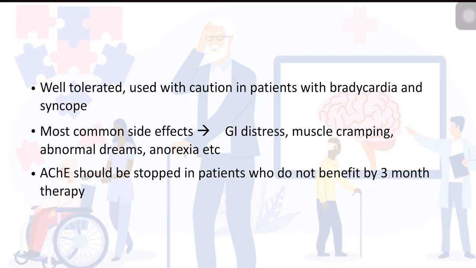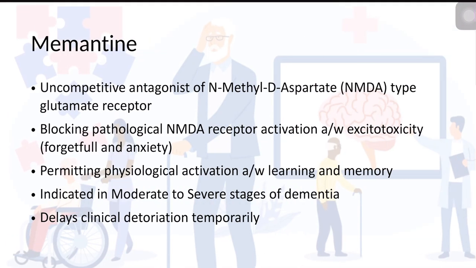These drugs are well tolerated and used with caution in patients of bradycardia and syncope. The most common side effects produced by these 3 drugs are GI distress, muscle cramping, abnormal dreams, anorexia, etc. Acetylcholinesterase inhibitors should be stopped in patients who do not benefit by 3 months of the therapy.